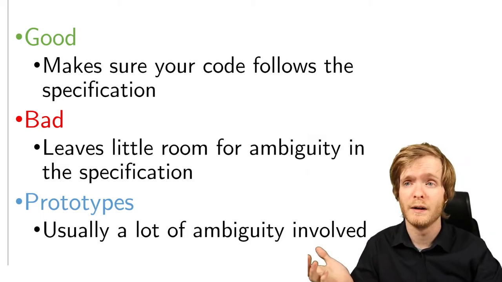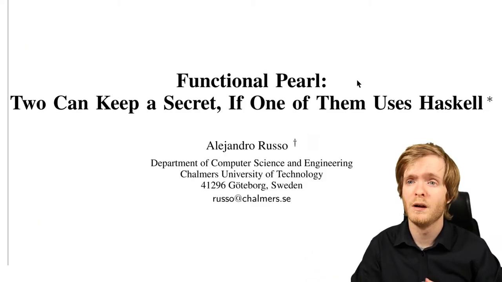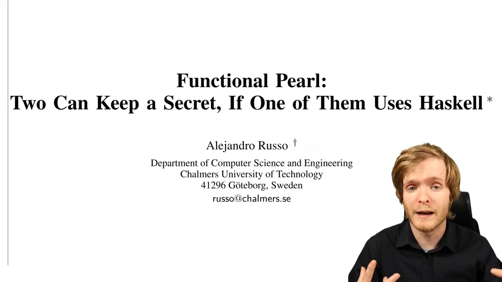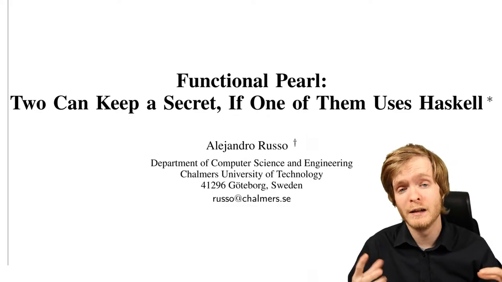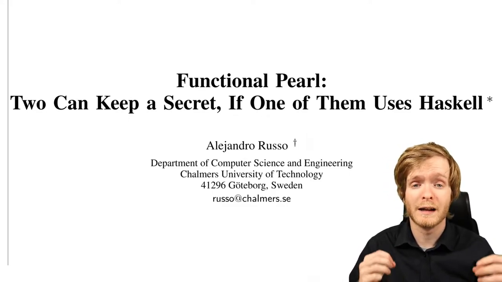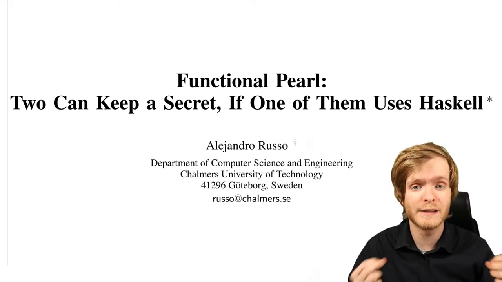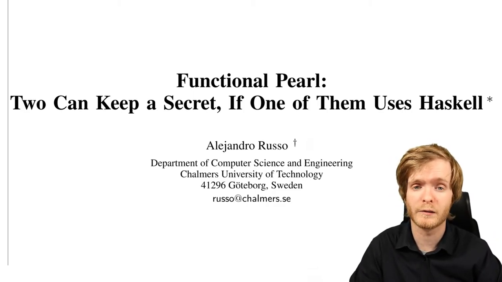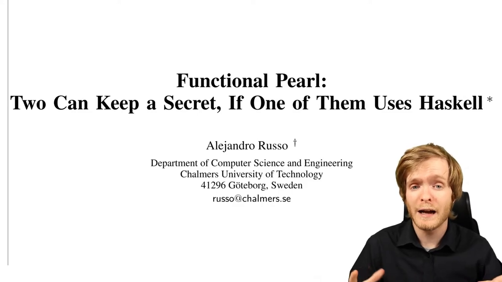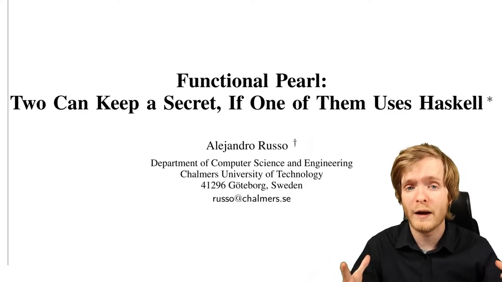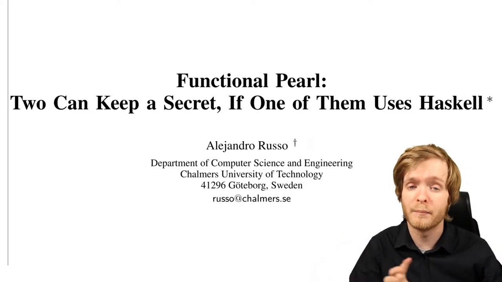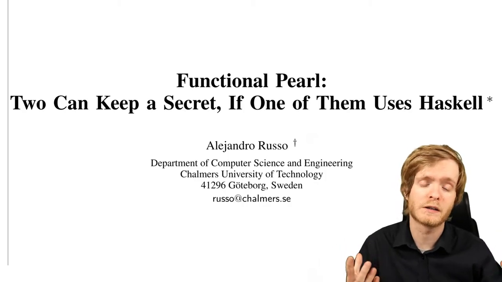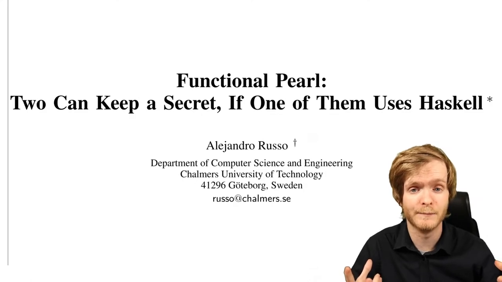So, as a running example in this talk, we're going to be talking about labeled data. There is a library for Haskell, and it works for the GHC compiler, called MAC, which was introduced in this paper by Alejandro Russo. And it allows us to label values. So we can put data into boxes, and then we can label those boxes with the sensitivity of the data.